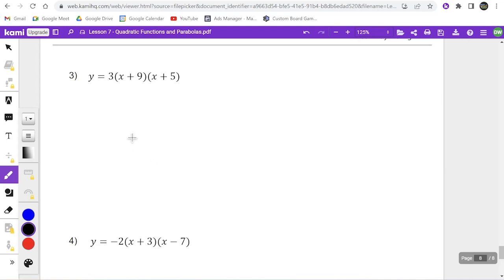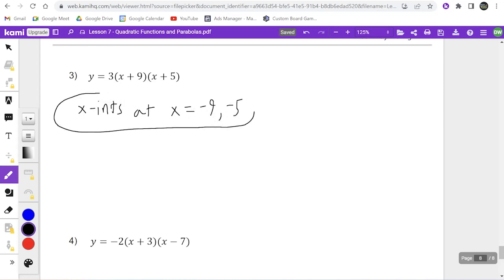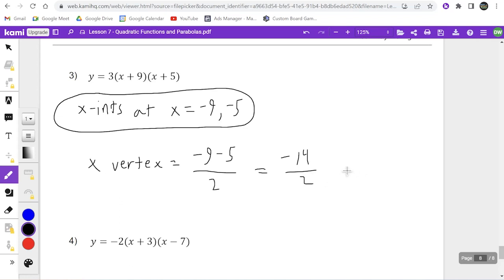And time's up. So for this one, I'm going to say the x-intercepts are going to be at x equals negative 9 and negative 5. Hopefully you got that. And now the other thing I want to say is if we want to find the x vertex, then all I'm going to do is say the x vertex equals negative 9 minus 5, and then divided by 2. So negative 9 minus 5 is negative 14, divided by 2, we're going to get negative 7.